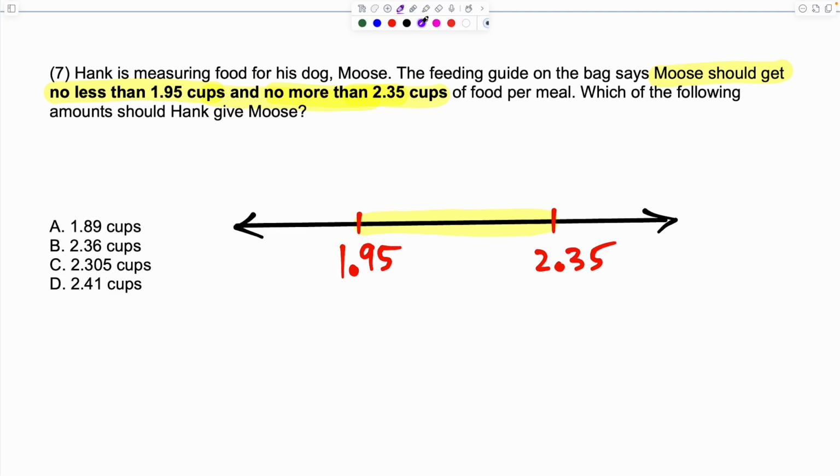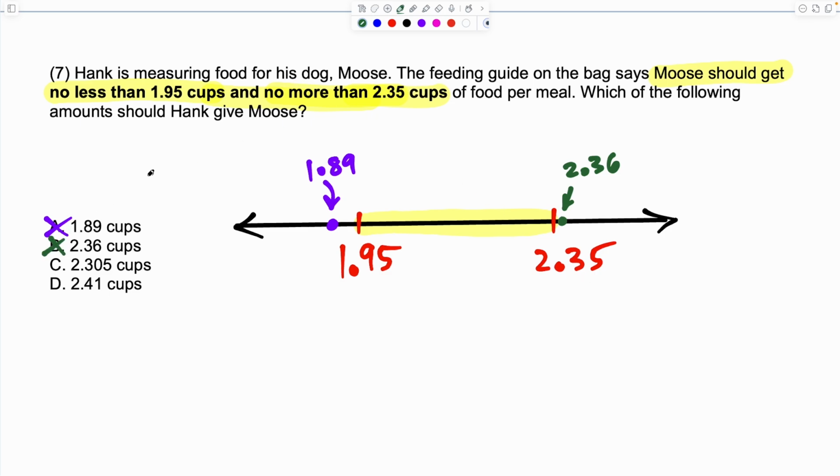So now let's look at the answer choices. Let's say Hank wants to give Moose 1.89 cups. Well, 1.89 would be somewhere over here. So this would be the location of 1.89. But the problem is 1.89 is less than 1.95, and we can't give any less than 1.95 for the dog. So A is out. And now we look next at 2.36. 2.36 is immediately to the right of 2.35. And notice that 2.36 is more than 2.35, and we can't give any more than 2.35.